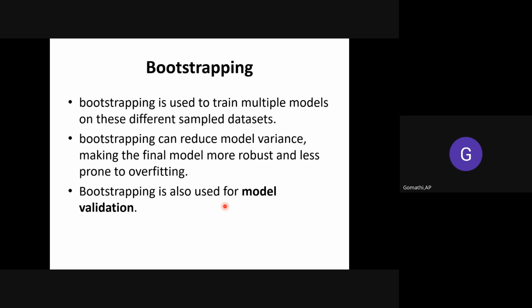Next one is repeat sampling. Repeat sampling is important. The resampling process is repeated many times. So that is the repeat sampling.